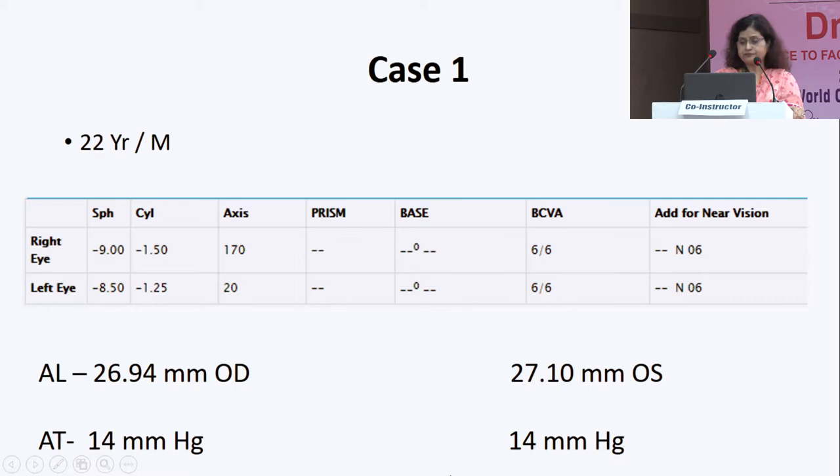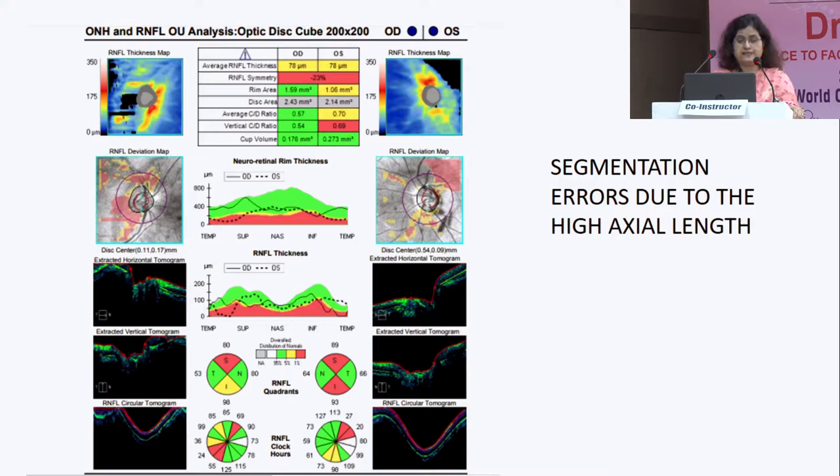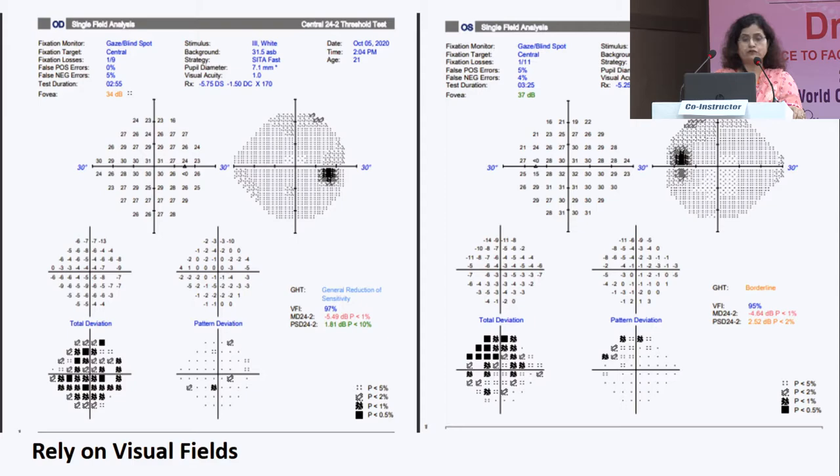So this is a patient who was myopic with high axial length, normal IOP. You can see tilted and torted discs and OCT showing segmentation errors and a red disease. However, the visual fields are more or less normal. So I think you have to depend on visual fields in such cases.